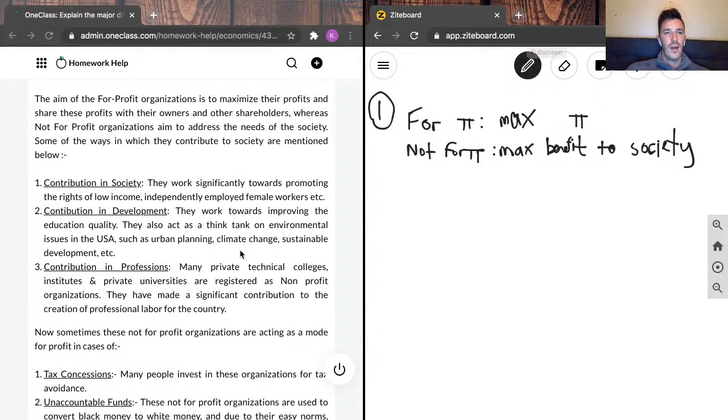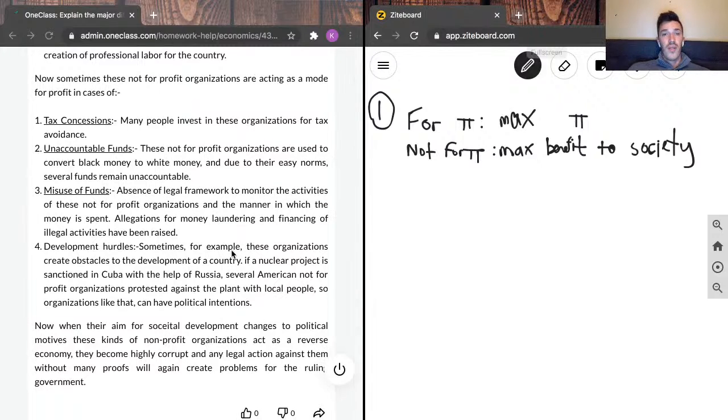Two is contribution in development. They work towards improving the education quality. They also act as a think tank on environmental issues in the USA, such as urban planning, climate change, sustainable development, etc. Third, contribution professions. Many private technical colleges, institutes, and private universities are registered as non-profit organizations. They've made a significant contribution to the creation of professional labor for the country. And that's perfectly accurate to me.